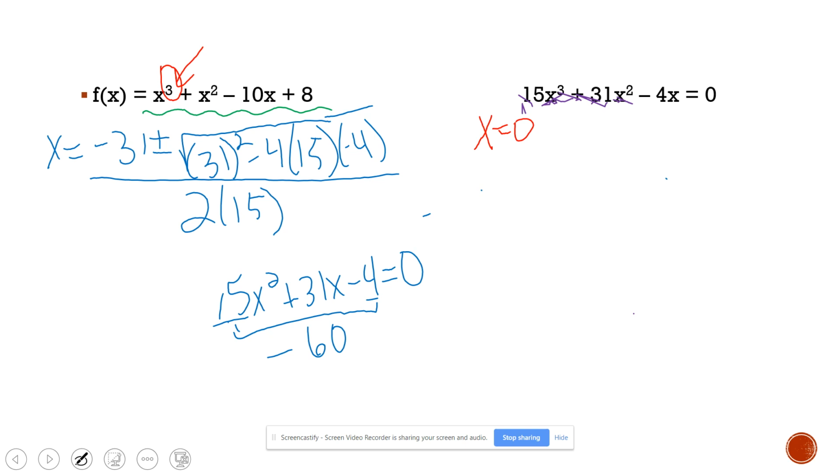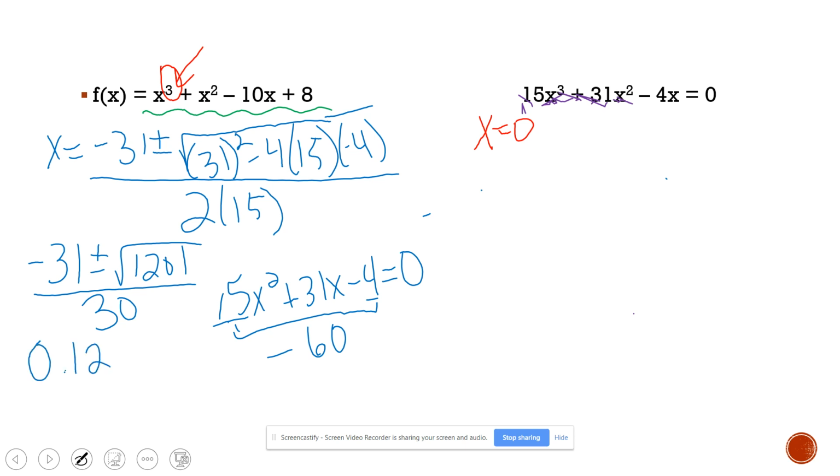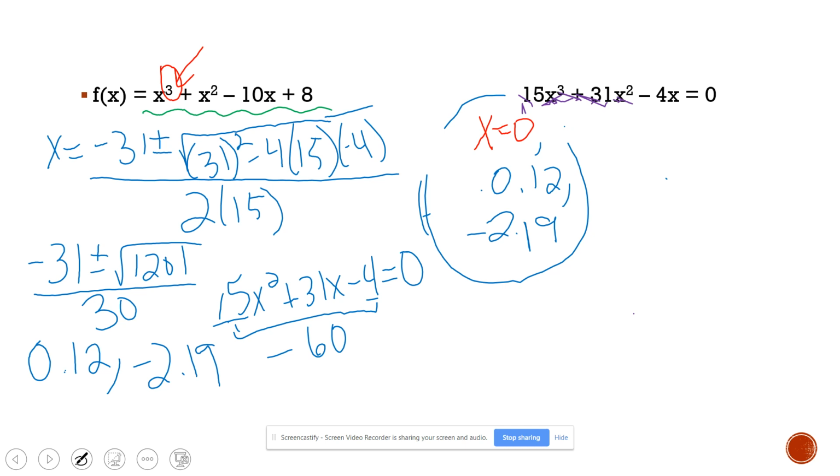If I do the math inside the radical, 31 squared minus 4 times 15 times negative 4, I get 1,201. 1,201 is not a perfect square, so I'm going to go ahead and do negative 31 plus the square root of 1201 divided by 30, and that gives me positive 0.12 when I round it. And then negative 31 minus the square root of 1201 divided by 30 is negative 2.19. And so 0, 0.12, and negative 2.19 are roughly about where my x-intercepts are going to be.